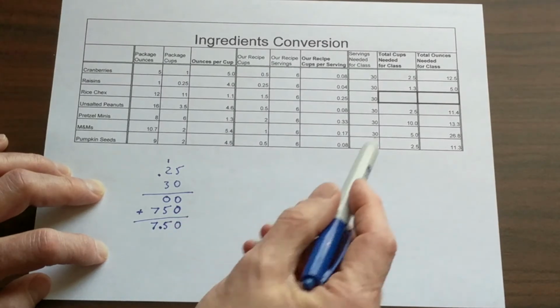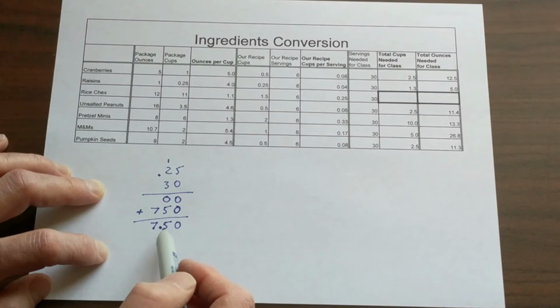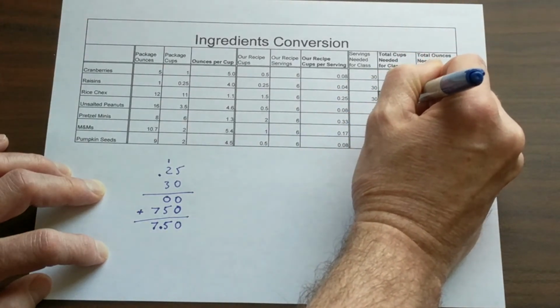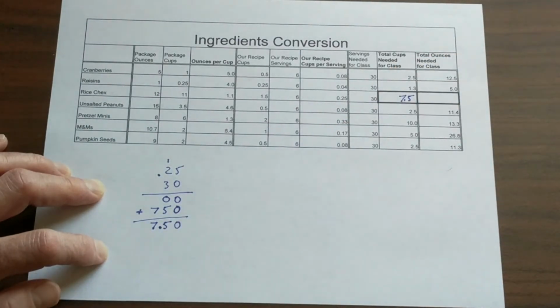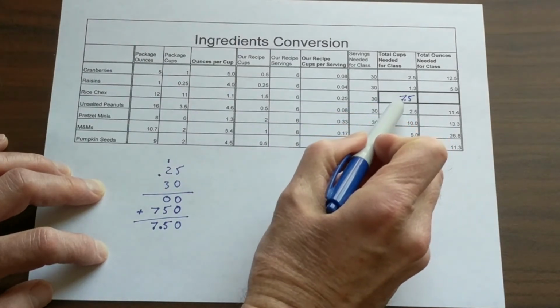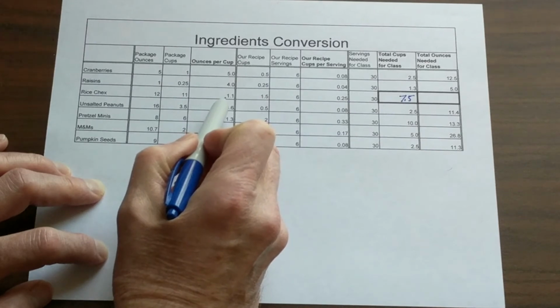So we need, for the class, 7.50, or we can shorten that and just say 7.5 cups of rice checks. So we'll write that up in here. But now we need to find out what weight of rice checks that is, since that's how we buy the packages, by weight. So remember that I said that we need 7.5 cups, but each cup weighs 1.1 ounces.